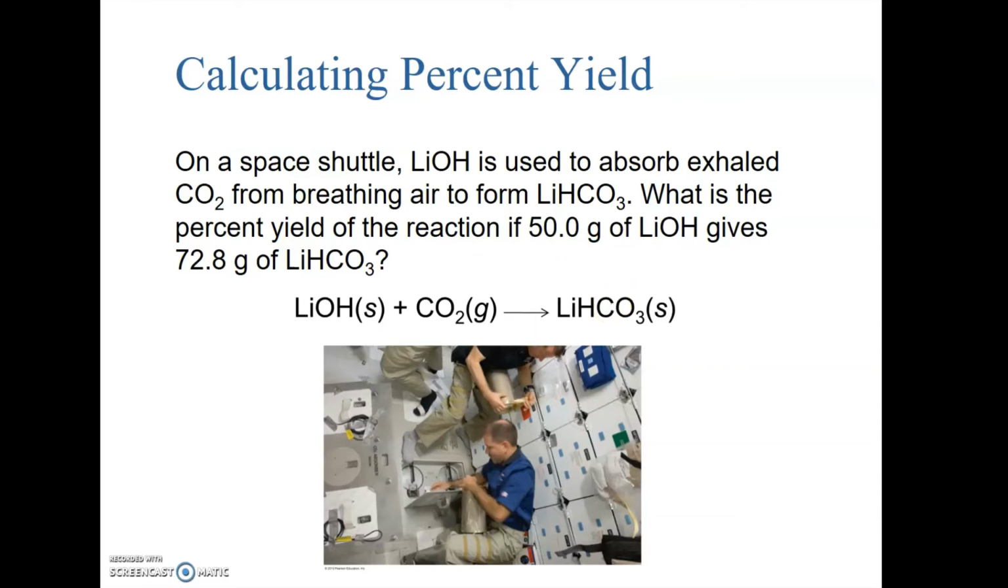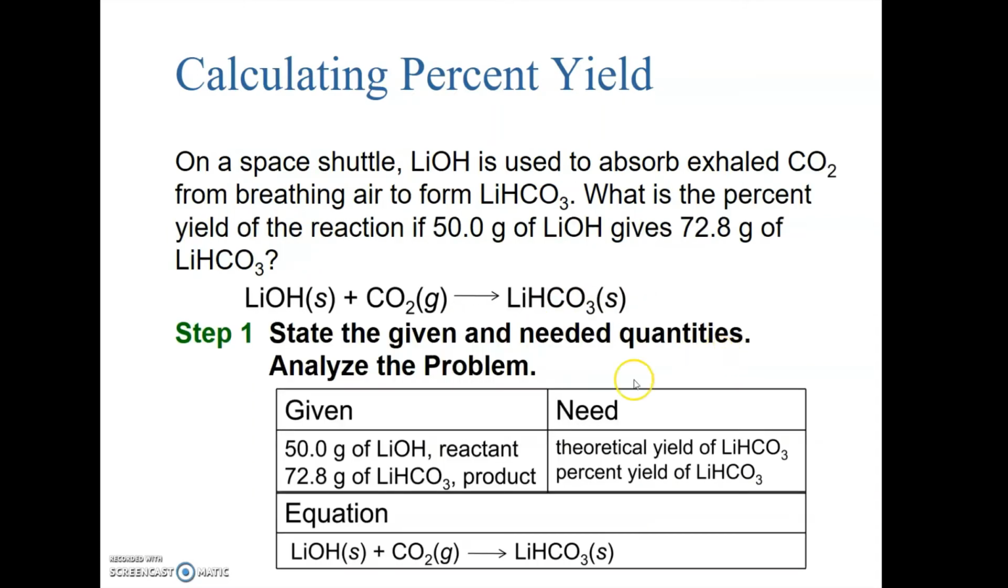To calculate the percent yield, we need to calculate what the theoretical yield is. And like I said before, theoretical yield is a number for this substance that you get according to the calculations. So in this problem, we are going to use 50 grams of lithium hydroxide to calculate the theoretical yield of lithium bicarbonate. After we calculate the theoretical yield, then we can calculate the percent yield using the actual yield that is given in the problem.